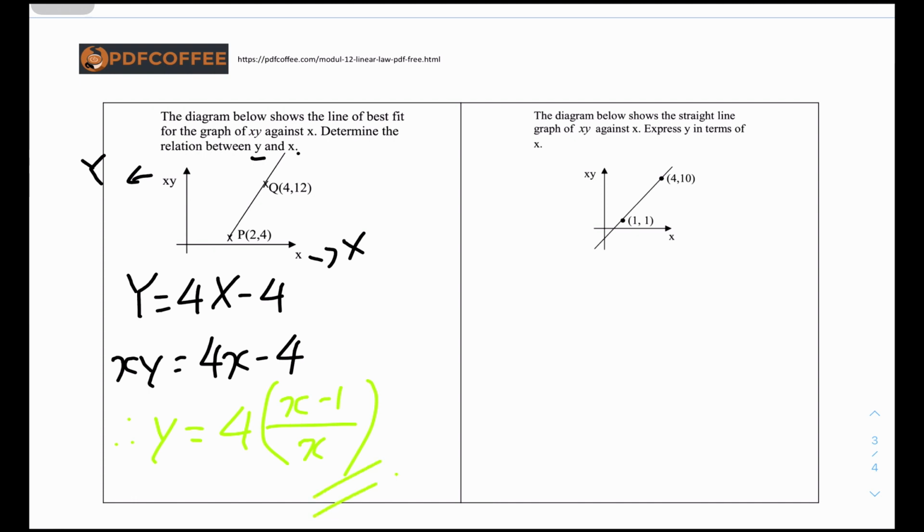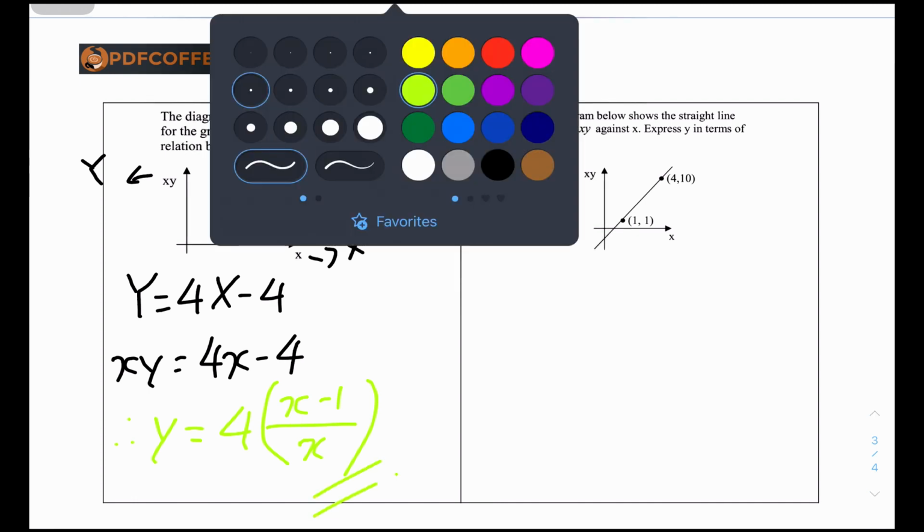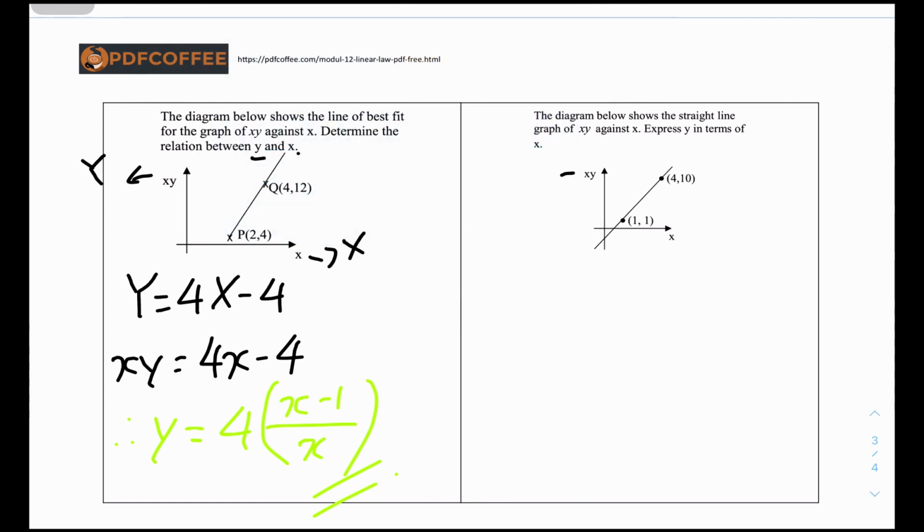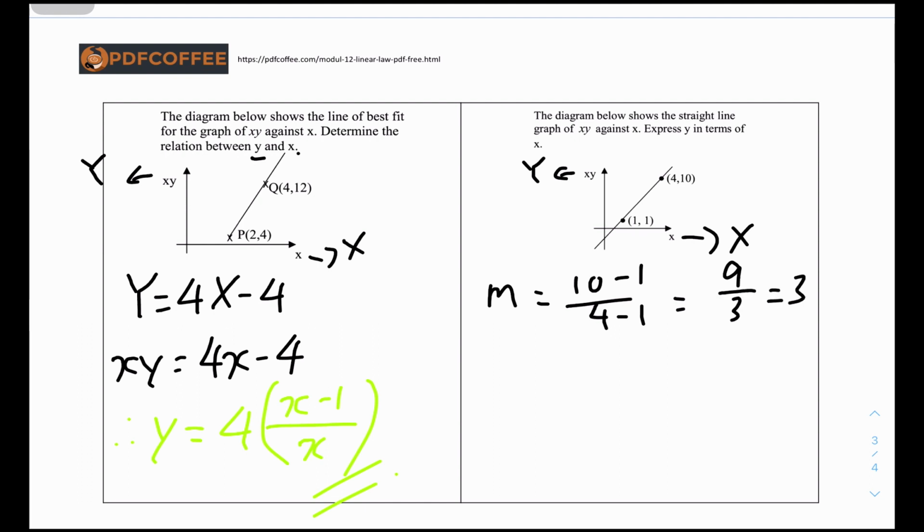And then on the right, the diagram below shows a straight line of xy plotted against x. So this is big Y and this is big X. Express y in terms of x. So I'll just find the gradient as well. M equals 10 minus 1 over 4 minus 1. 10 minus 1 is 9 and 4 minus 1 is 3, so it will be 3 as a gradient.